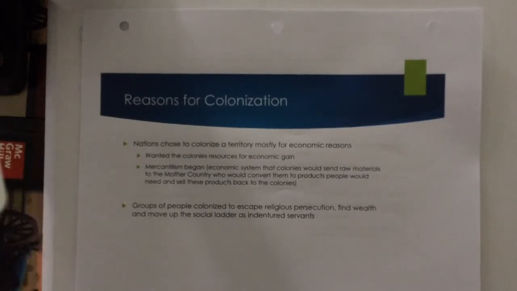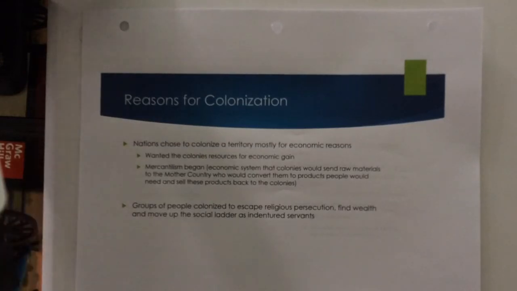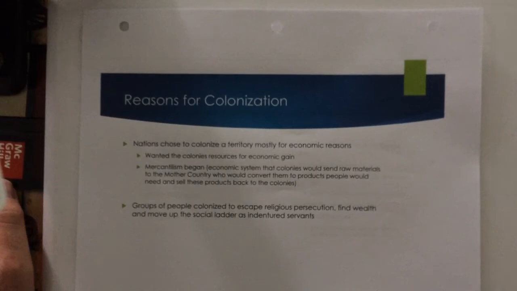So basically, you would come to North America, you would get trees. The trees would be shipped back to England. They would be converted into chairs, tables, furniture that you needed, housing material that you needed, and then they would send them back to you. So they would sell them at a higher price than they bought them, so that way they continually kept money flowing through their colonies. Groups of people colonized to escape religious persecution.